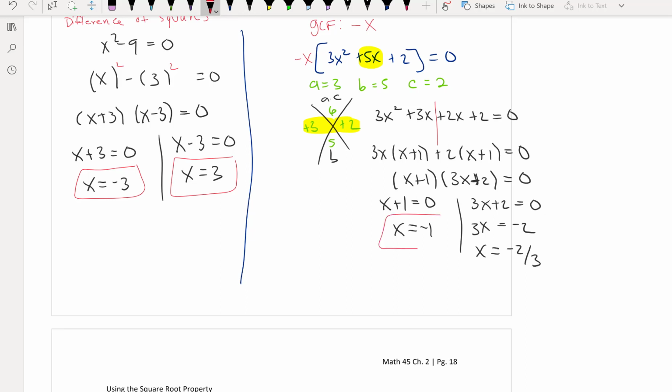So my two answers, I have x is equal to negative 1, and x is equal to negative 2/3, and I can't forget this answer over here. That negative x is equal to 0, so my x is equal to 0. So I actually end up getting 3 different answers here. So you can't forget that GCF in the very beginning. Okay.